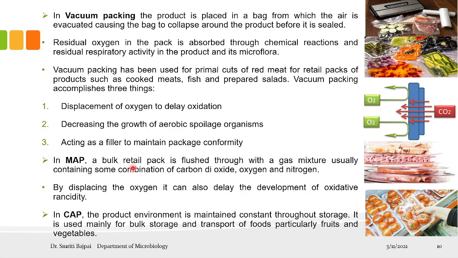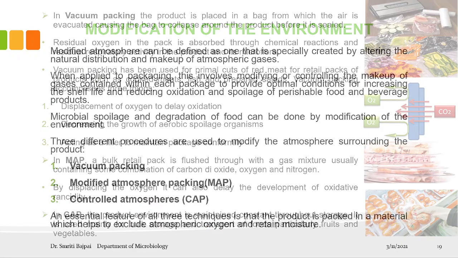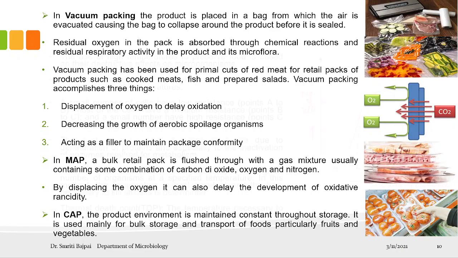Next is the MAP, that is modified atmosphere packing. The bulk retail package is flushed through with a gas, usually mixed, usually containing some combination of carbon dioxide. So here we are adding a carbon dioxide, oxygen and nitrogen combination inside it. By this the oxidation will be delayed. Okay. Then is the CAP. So here also we are maintaining and controlling the environment through storage. We are providing it during the bulk storage or the transport of the food. We are using this controlled atmosphere. Okay. So these are the three methods for the modification of the environment.